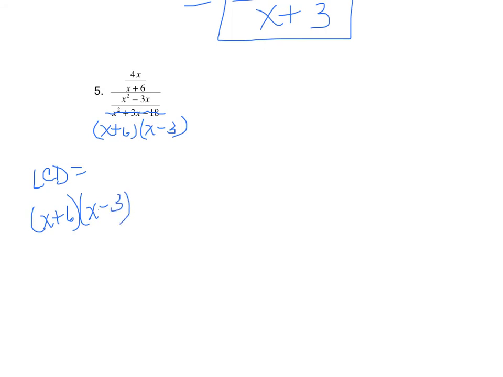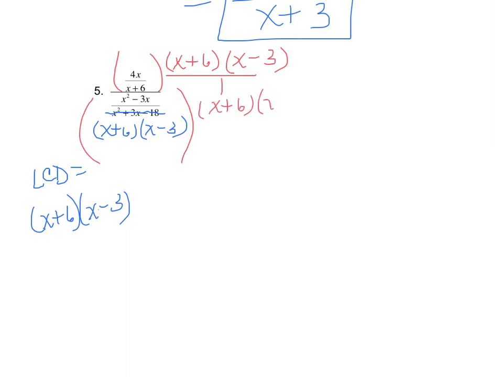Okay, you might say to yourself, well, why didn't we just use x plus 6 as the LCD? Well, if I would multiply the top fraction and the bottom fraction by x plus 6, the whole denominator in the bottom wouldn't cancel out. And remember, we're trying to get rid of all the extra denominators. So now I'm going to multiply the top and bottom by the LCD. So I'm going to multiply the top by x plus 6 times x minus 3 over 1. And I'm going to multiply the whole denominator by x plus 6 times x minus 3 over 1.